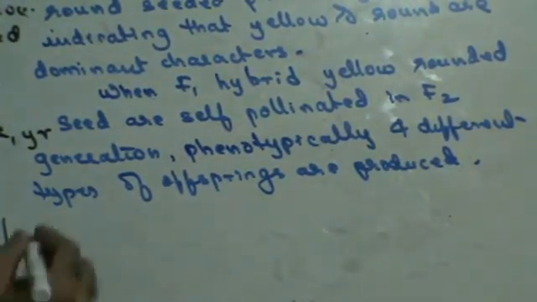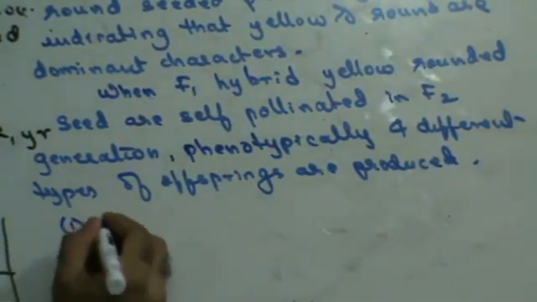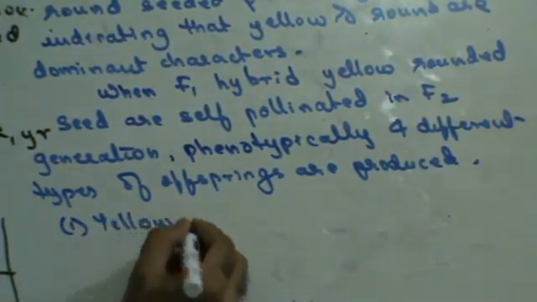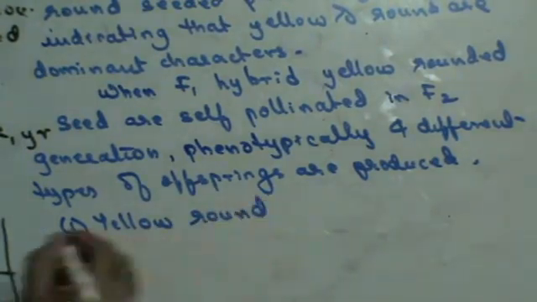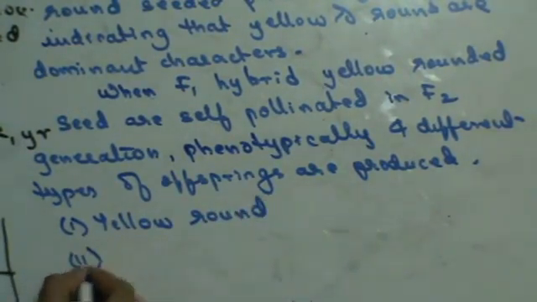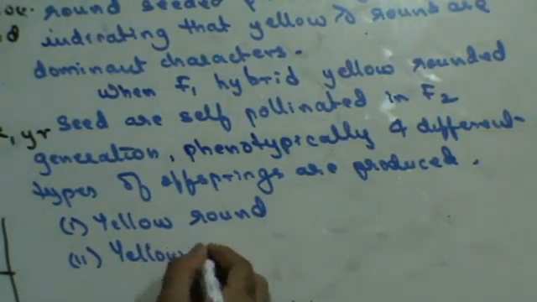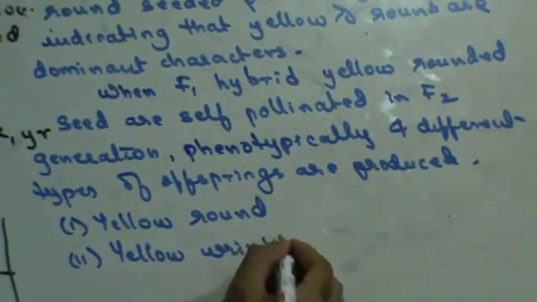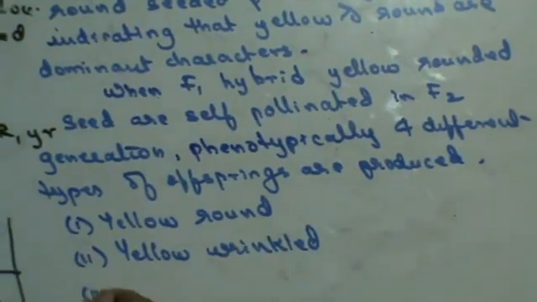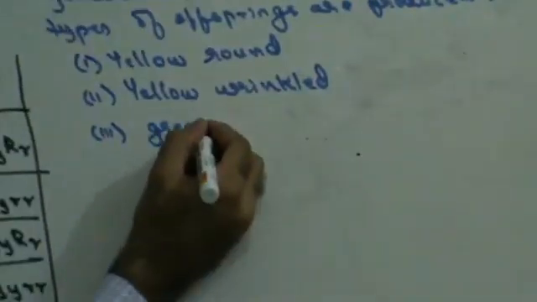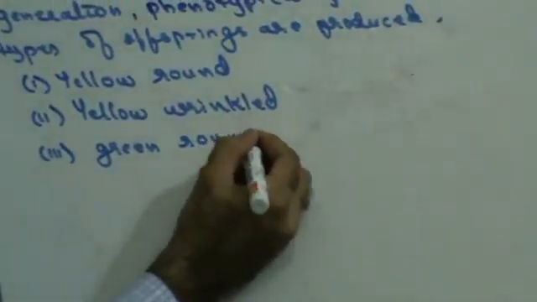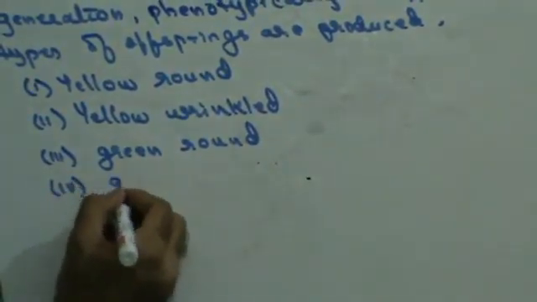One would be yellow round. You would get yellow round seeds. Then the second would be yellow wrinkled. Third would be green round. And fourth would be green wrinkled.